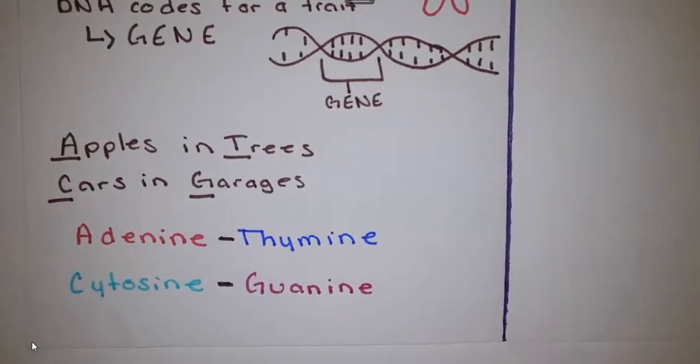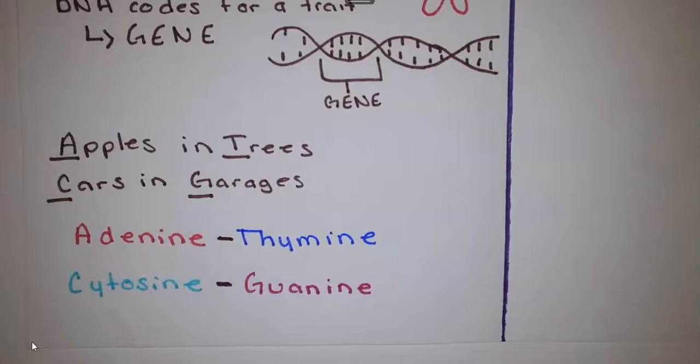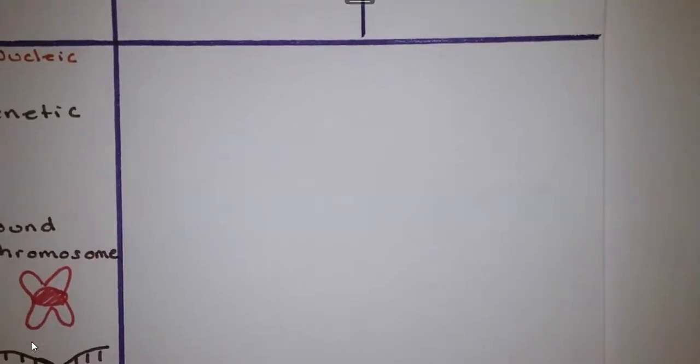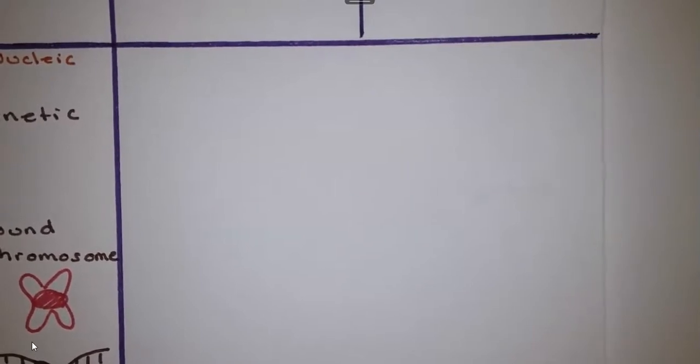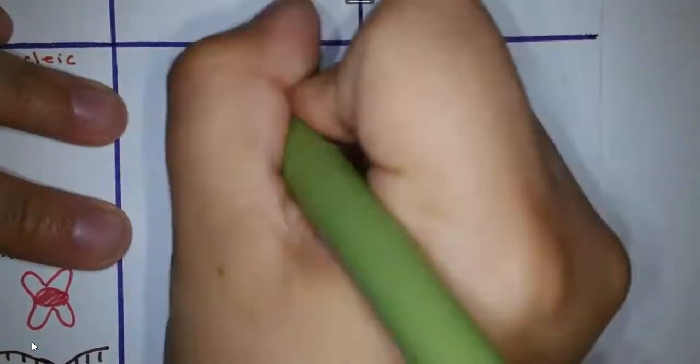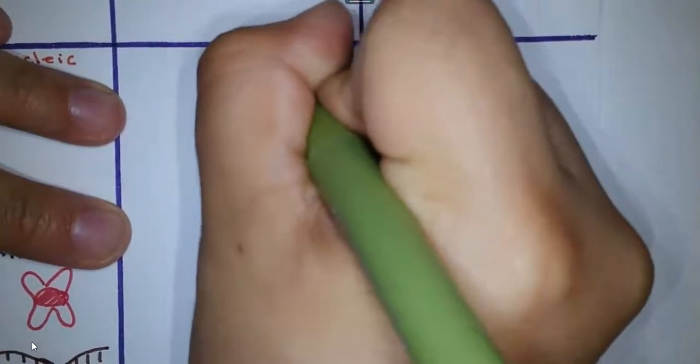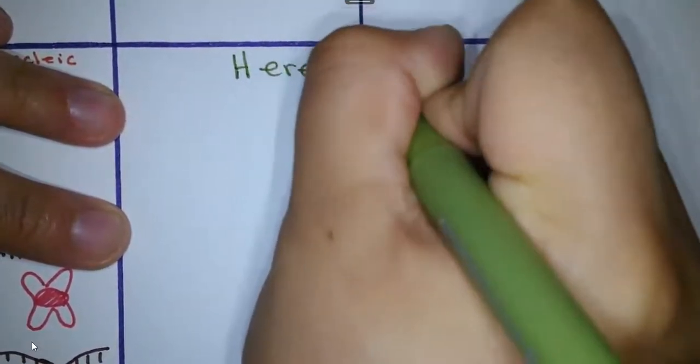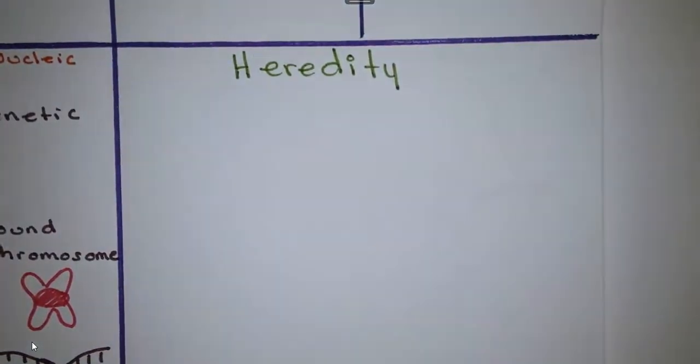Okay, adenine pairs with thymine and cytosine pairs with guanine. Now, the last thing we talked about was basically heredity. And for heredity, we blame this on Gregor Mendel, right? He is the father of genetics, and he did this by looking at pea plants. So I'm just going to put here heredity. And this is from yesterday's notes, heredity.